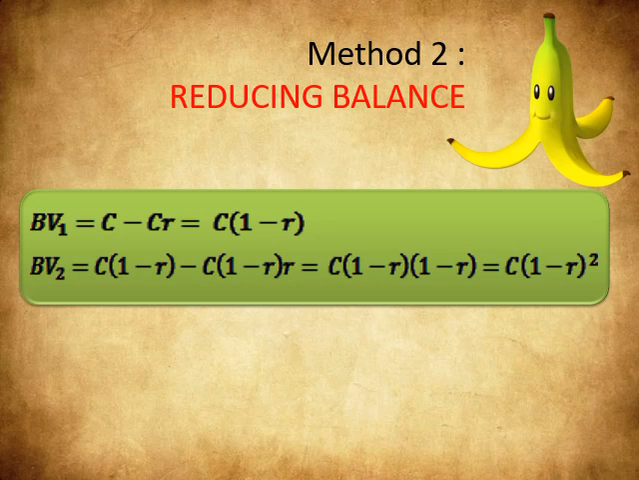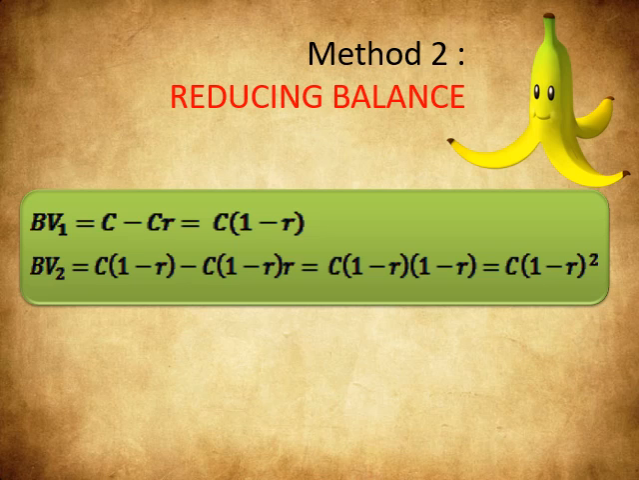Method 2, reducing balance method. The first method we have is the straight line method. Why do we call it a straight line method? Since the depreciation is equal throughout the time. Meaning that in the straight line method we have a depreciation that is the same for every year. 700, meaning that every year the item depreciates by 700.